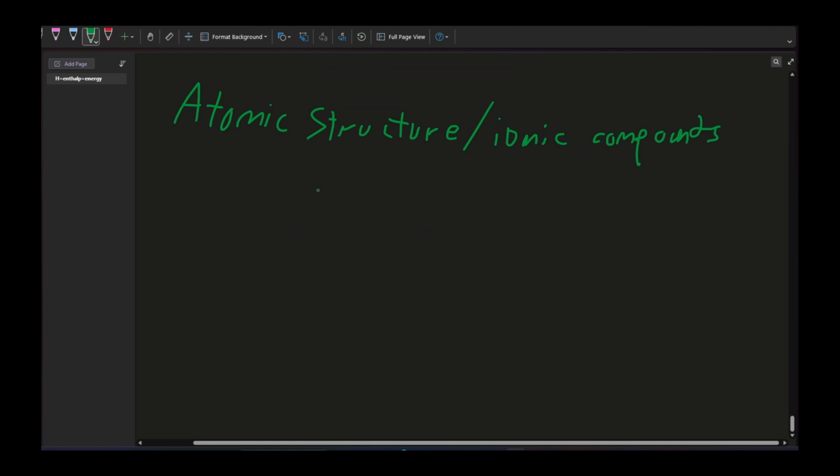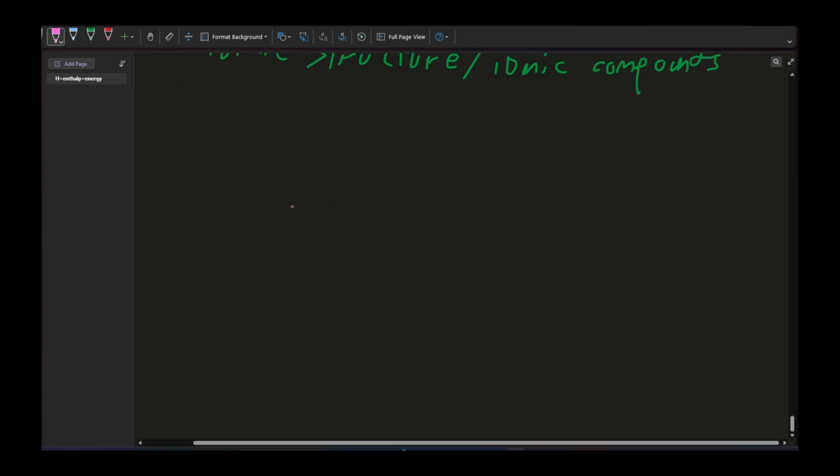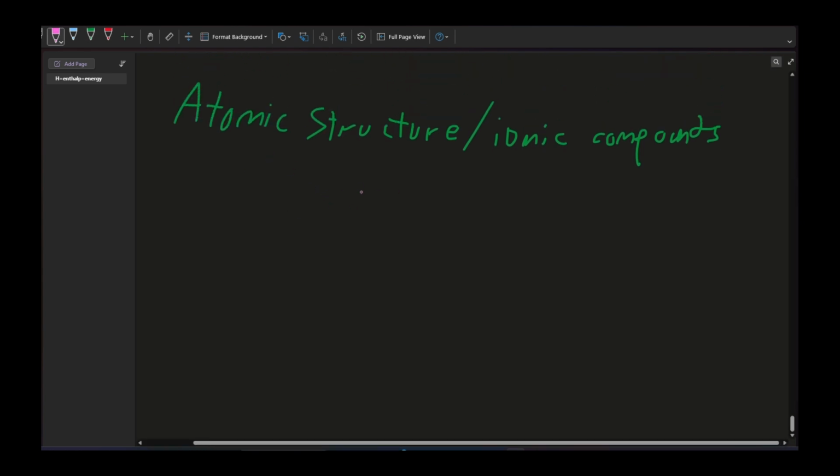So today we're going to talk about atomic structure and ionic compounds and how these relate to valence electrons, valence electron shells. So first let's talk about the structure of it. Now atoms are 3D things, so they exist in a 3D space. So I'm going to do my best to draw it in 2D, if you understand.